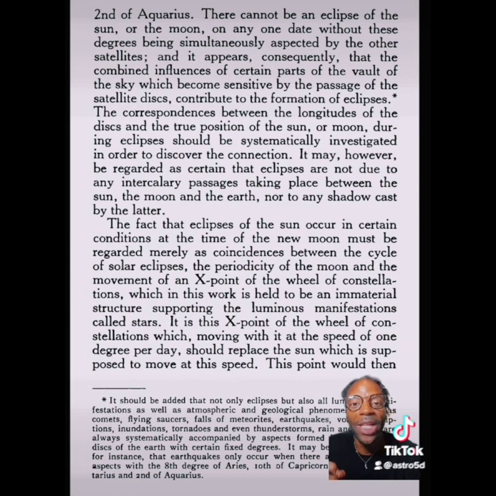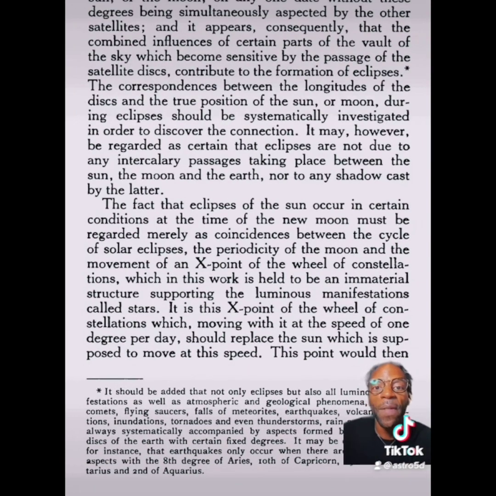The fact that eclipses of the sun occur in certain conditions at the time of the new moon must be regarded merely as coincidences. There's no coincidences between the cycle of solar eclipses, the periodicity of the moon, and the movement of the X-point of the wheel of constellations, which in this work is held to be an immaterial structure supporting the luminous manifestations called stars.